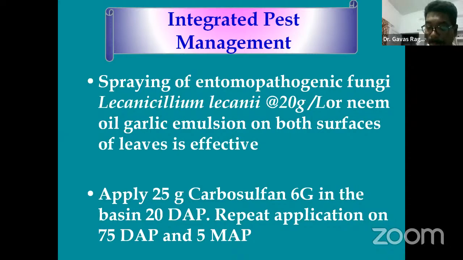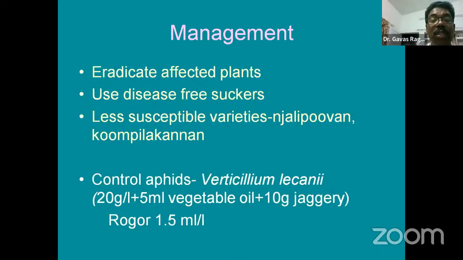Please remember this. But in addition to this, other management options include eradication of the affected plants and using disease-free suckers. We can also use some less susceptible varieties like Nyalipuvan and others. But basically, what we have observed is that proper sanitation, proper scouting of the field to identify the presence of this Pentalonia, and application of either an organic or inorganic method to manage it is the best option. So this is what I have already told you.